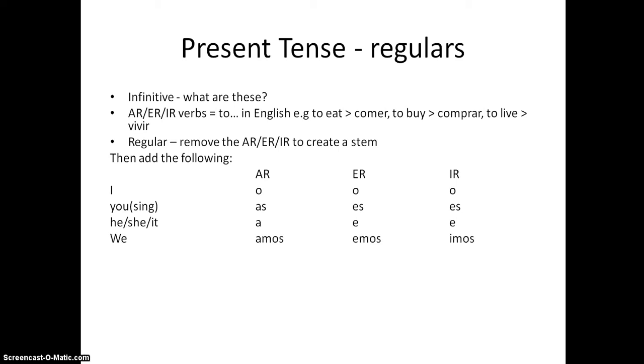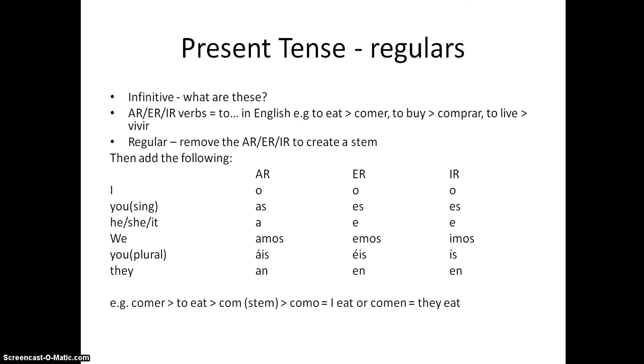Then we have the we form, so we have amos for AR, emos for ER, and this is where we have one change on the IR now. It just changes to imos. Then we have you plural informal, so to more than one person that you know or are younger than you. So we have áis for the AR, éis for the ER, and then the change is for the IR. And then the they form: an for the AR, and then back to the same one for ER and IR, en for both of those. Again, if you know the you formal plural, this is the ending you'd use for that as well. So somebody you don't know very well who is older than you, and there's lots of them, you'd use this ending.